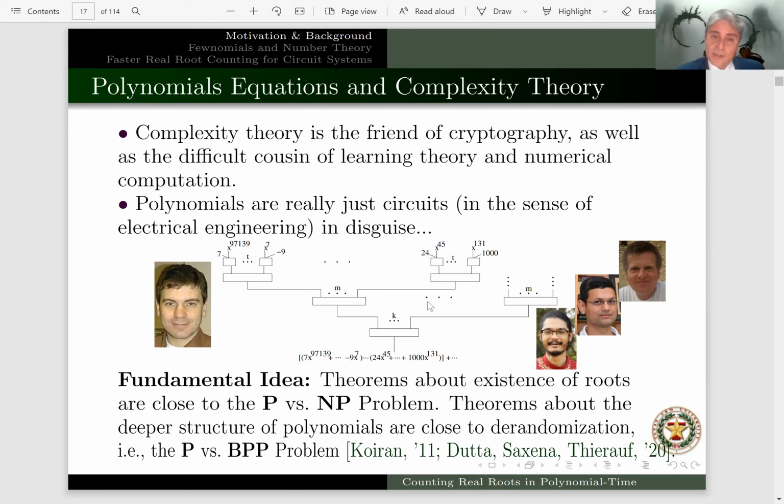So that's one angle. One reason you want to understand the roots of polynomial equations is because it gets you very much into complexity theory. And perhaps if you answer questions well enough on the side of roots, you can also answer questions in complexity theory and derive new separations maybe.